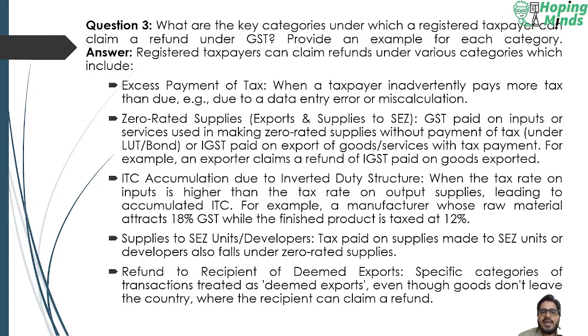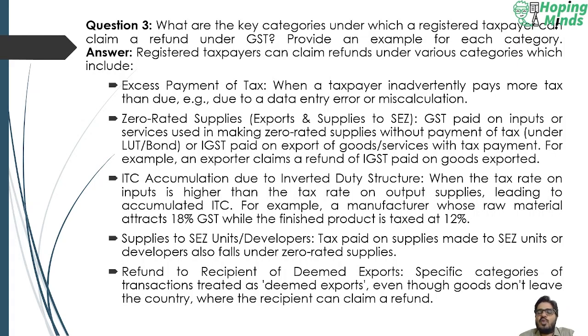Then zero rated supplies in case of exports and supplies to special economic zones. So GST paid on inputs or services used in making zero rated supplies without payment of tax under LUT, that is letter of undertaking or bond, or IGST paid on export of goods or services with tax payment. For example, an exporter claims a refund of IGST paid on goods exported.